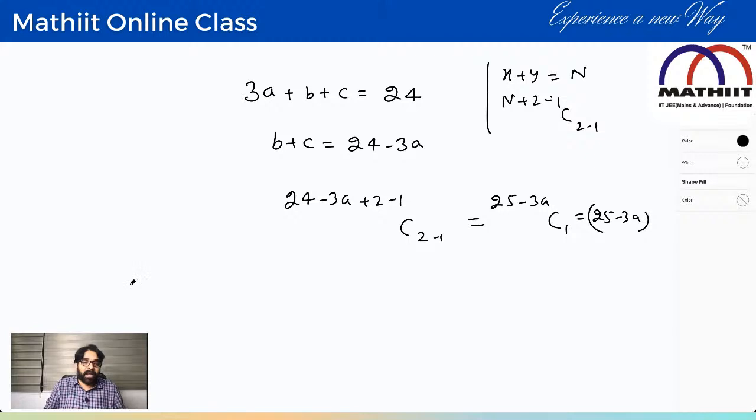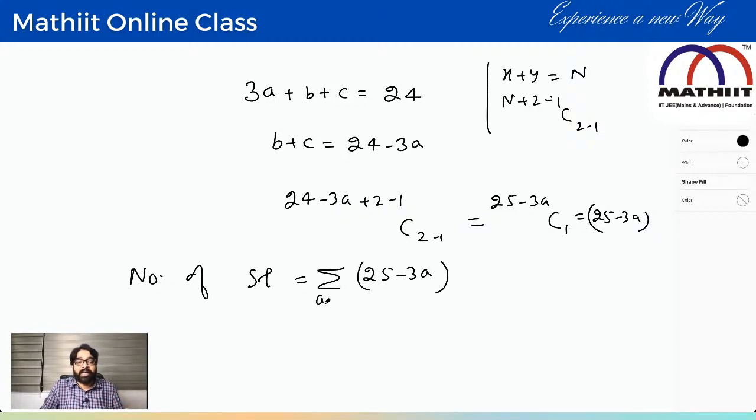That means the number of solutions is equal to 25 minus 3a. But you'll say, sir, the answer is coming in terms of a. So what is the possible value of a? a can vary from where to where? a can be 0 also, and a can go up to 8 only. Because if you put 9 here, this value will become negative, and the number of solutions cannot be negative. So that will be till 8.